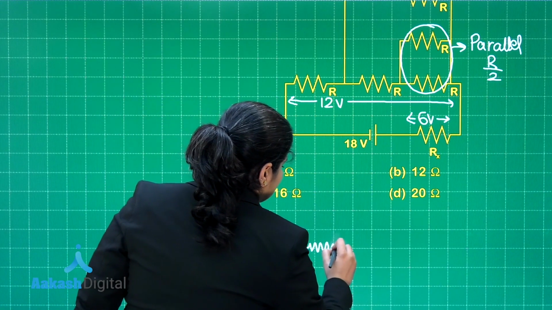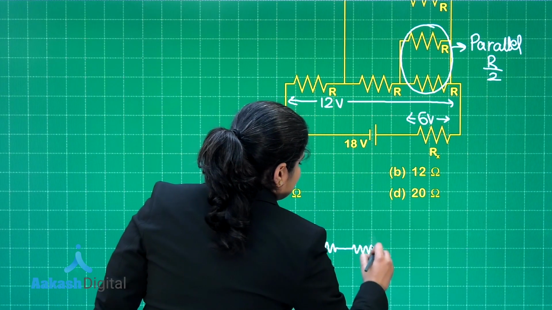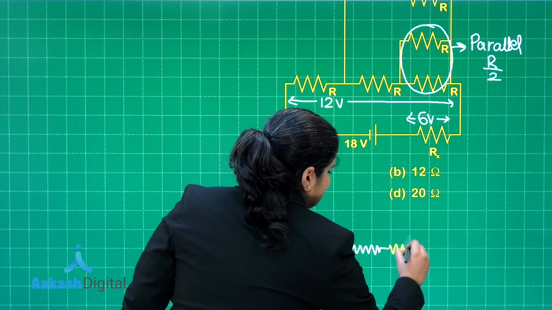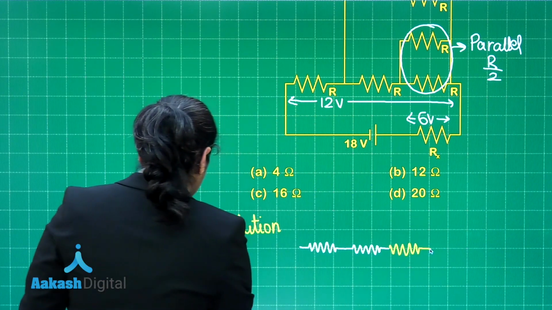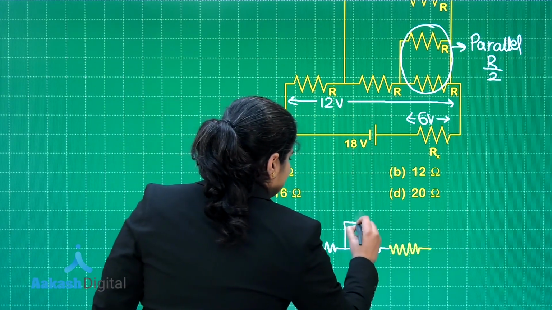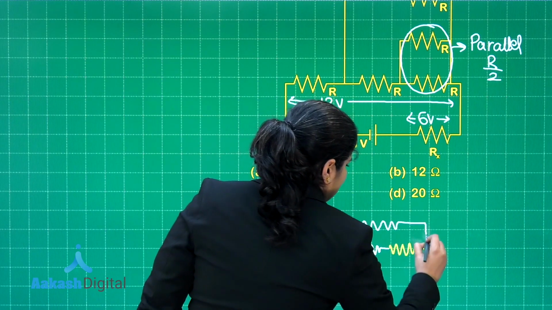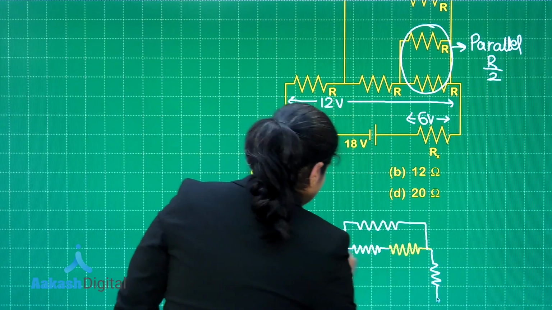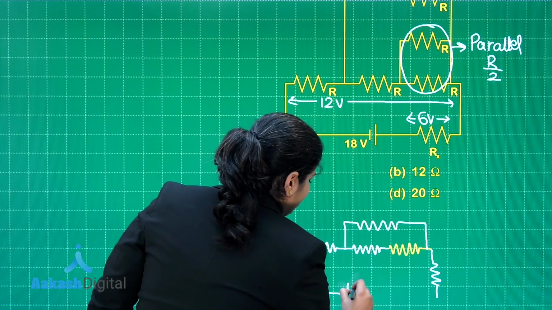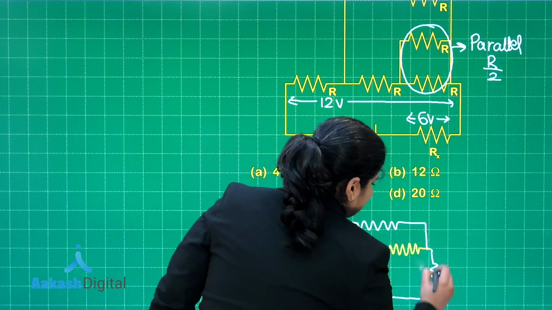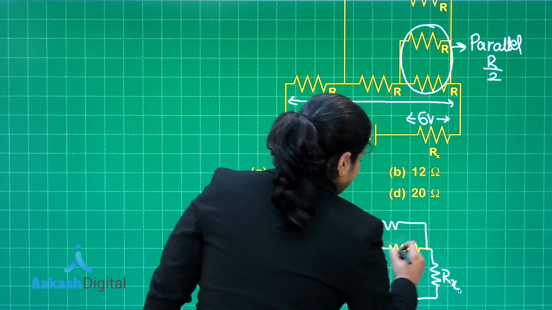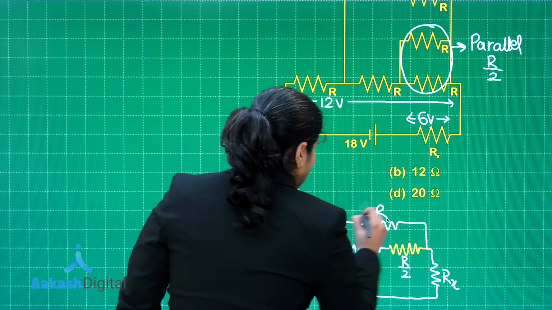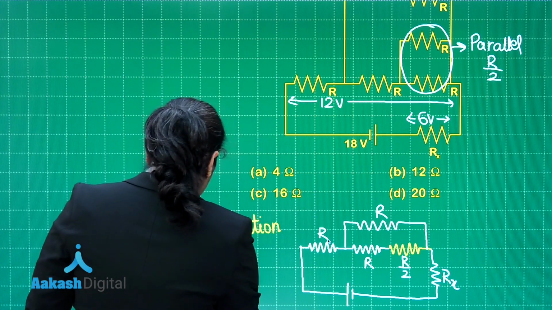So now the circuit will be this resistance. You have already calculated the equivalent resistance. I am just going to draw it with the other color. This is R. Okay. And then this is Rx. So you can redraw this circuit like this. So this is Rx. This is R by 2. This is R. This is R. And this is R.